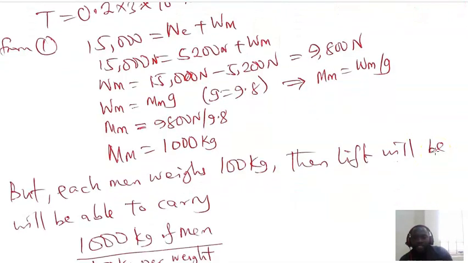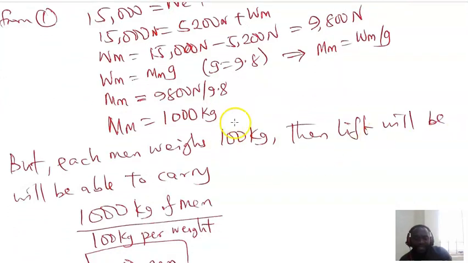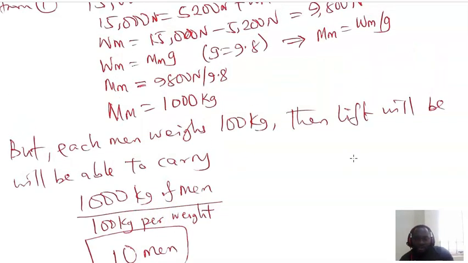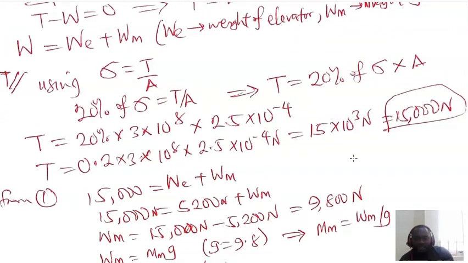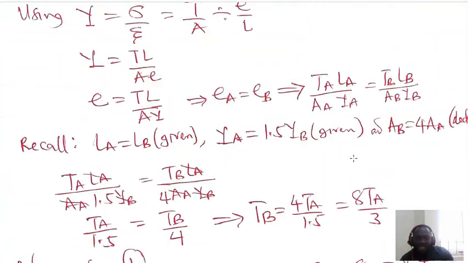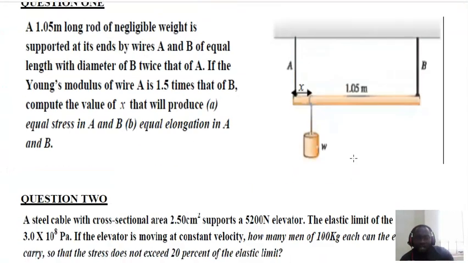This is the mass of all the men in that elevator. Now, if each of them is to be 100 kg, how do we determine the number of men? It's just to divide the 1,000 by the 100, and that will give us just 10 men. So that's just the two problems. I believe that solving these two problems will help your understanding of the homework you are given.